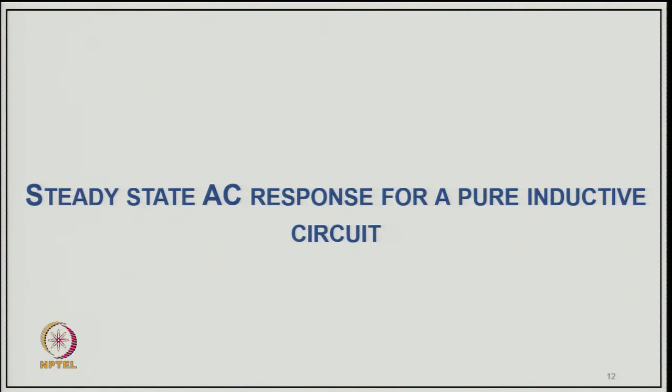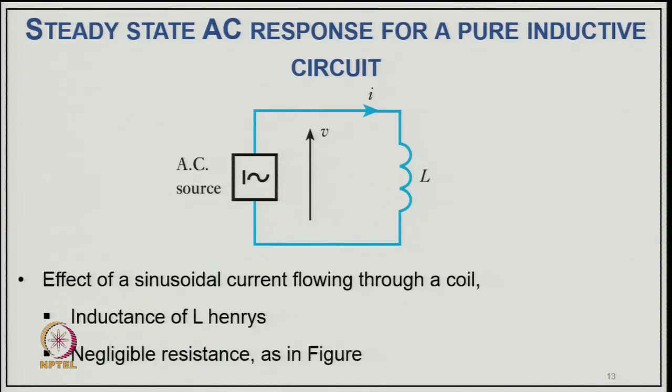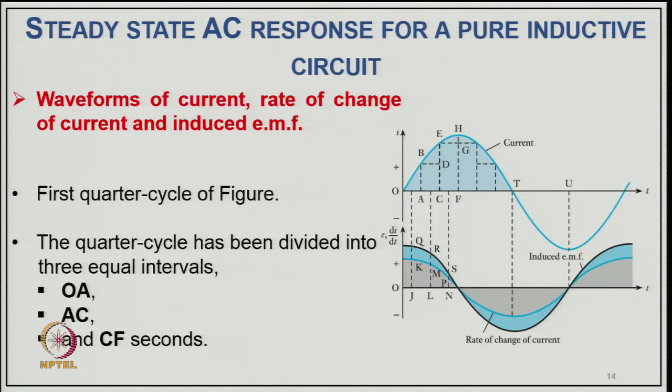Now, coming to the steady state AC response for a pure inductive circuit. We have here a single phase supply applied to a pure inductor. So, the effect of sinusoidal current flowing through a coil: the inductance of this inductor is L Henry, and it has negligible resistance, just to explain the phenomenon.